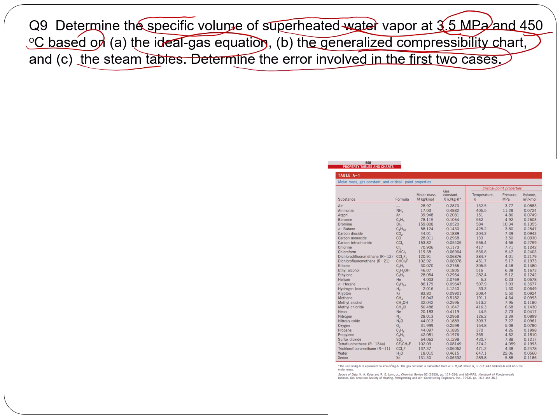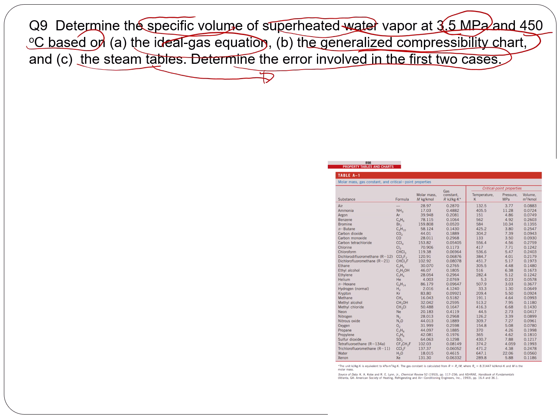Okay, so we want to solve this problem using all these three methods, and the exact value would be found from this steam table, right? So we'll try to find the error based on what you get from this steam table. Let's try to start with the ideal gas equation.